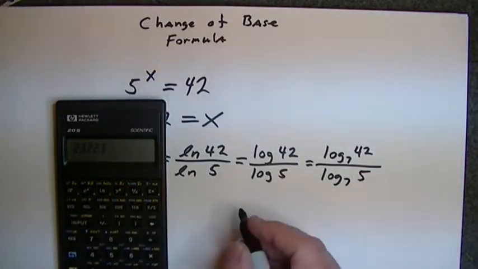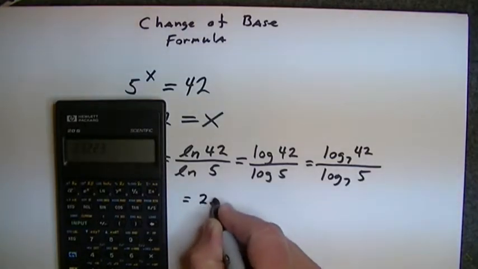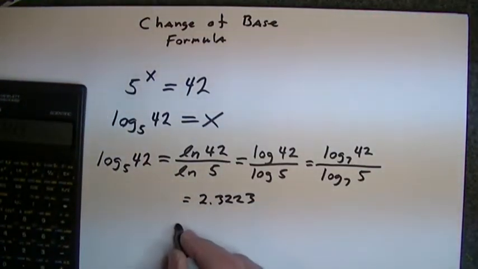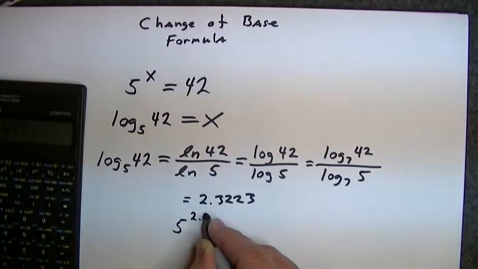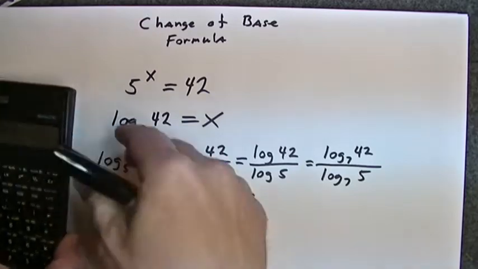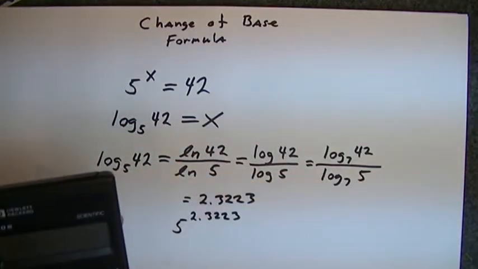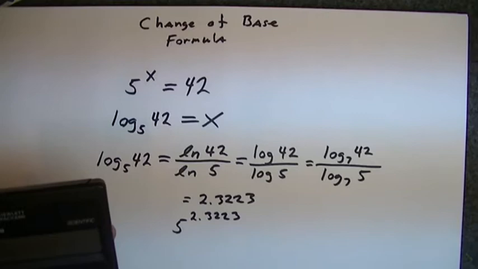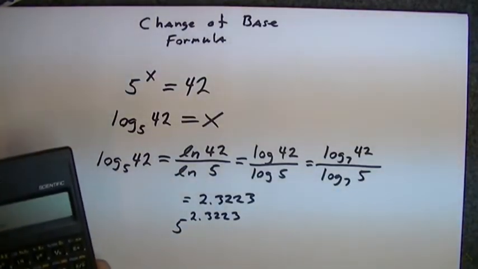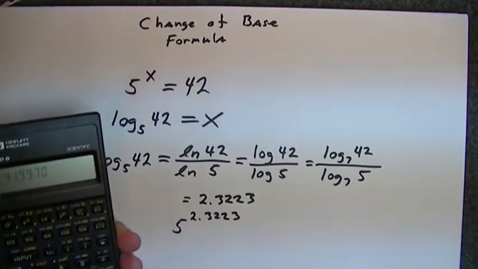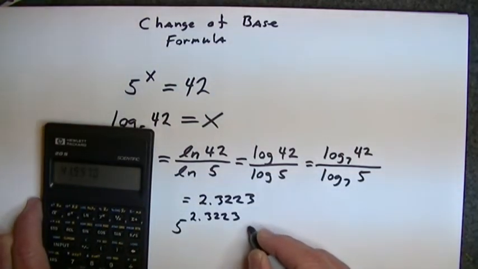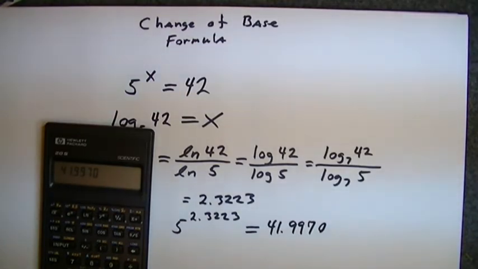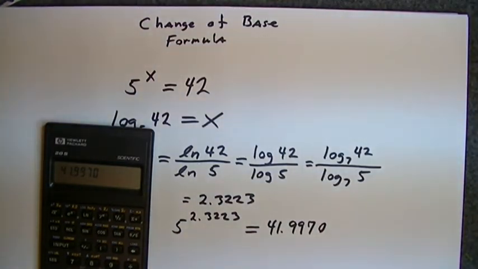And it tells me that 2.32 should be a pretty good answer. Now that's probably approximate. We can check it by simply taking 5 and raising it to the 2.3223 in the calculator. I'm sure this calculator has a button that will do that. So we're going to hit 5 and we're going to raise it to the 2.3223, hit equals, and this calculator comes up with 41.9970. Not super close, but you get the idea. It managed to do the heavy calculation for you. And that's the change of base formula.